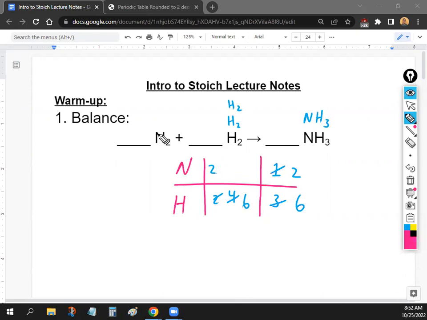Okay, so the numbers that you would put in front, so you could either leave this blank or write a 1 because you only got 1 of these molecules. You have 1, 2, 3 H2 molecules, and you have 1, 2 NH3 molecules. Okay, so that's how the balancing is going to work.